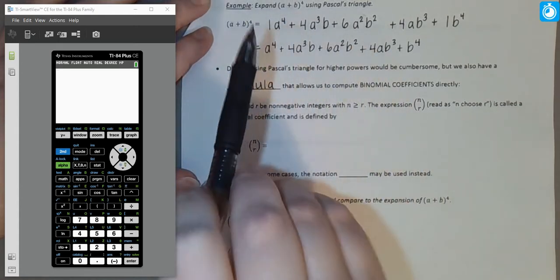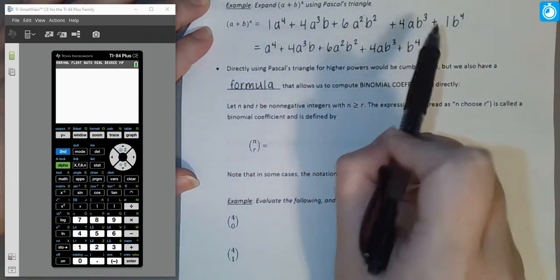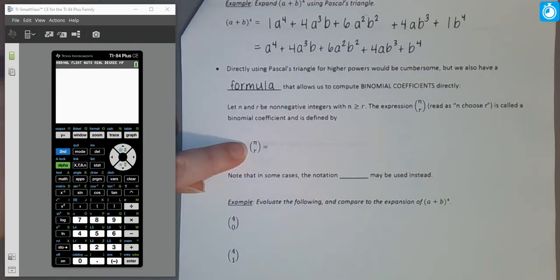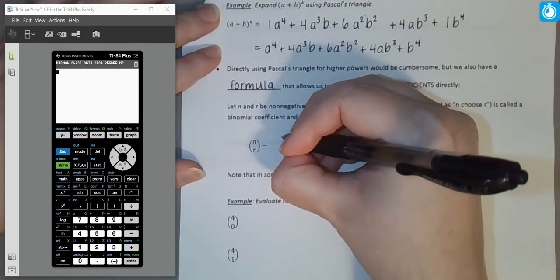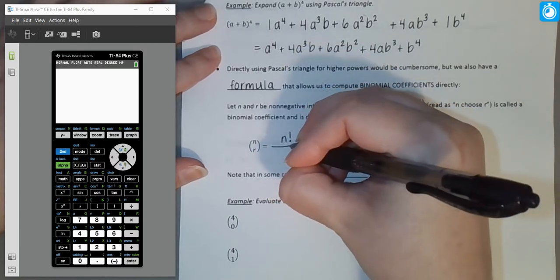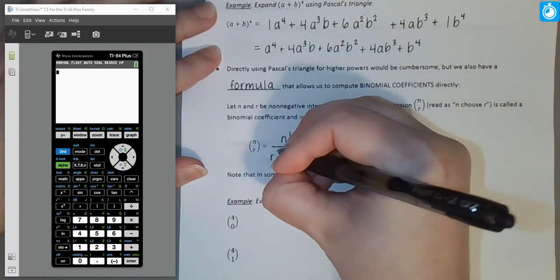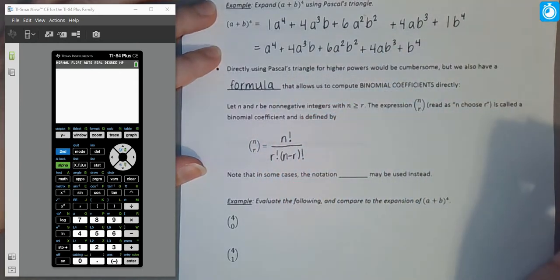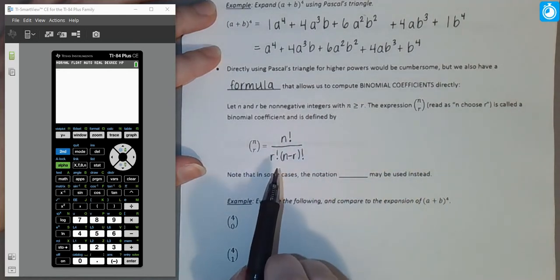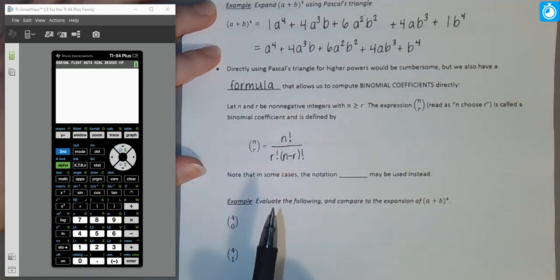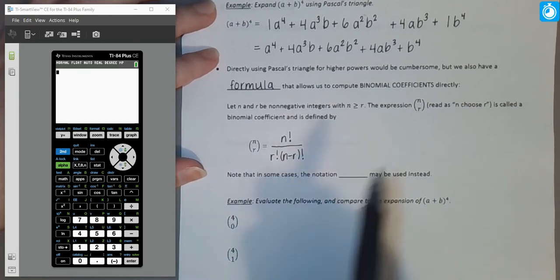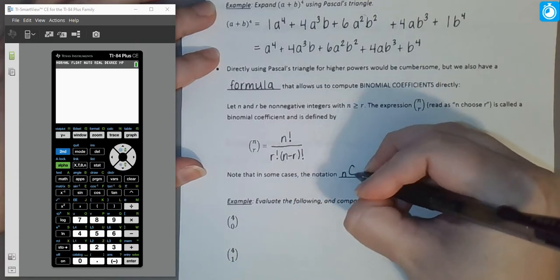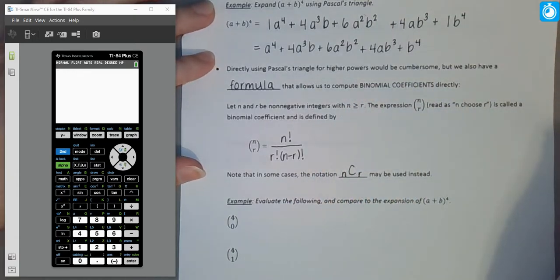It expresses the relationship that generates these values, 1, 4, 6, 4, and 1, and then all of the subsequent values as well. And it's defined in the following way. So it's going to be n factorial divided by r factorial times n minus r factorial. So whatever that value comes out to, that value represents a binomial coefficient. Now in some cases, as opposed to n choose r, you'll see the value NCR. You'll see that notation used instead.